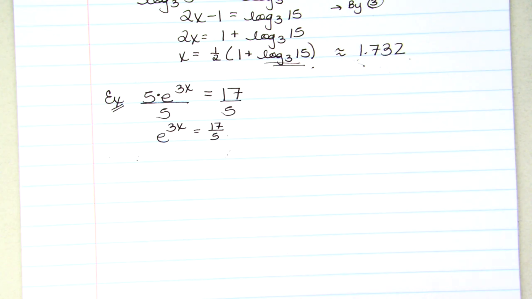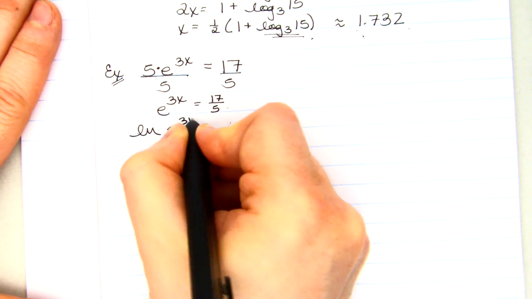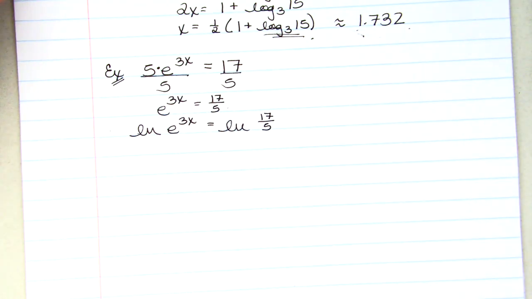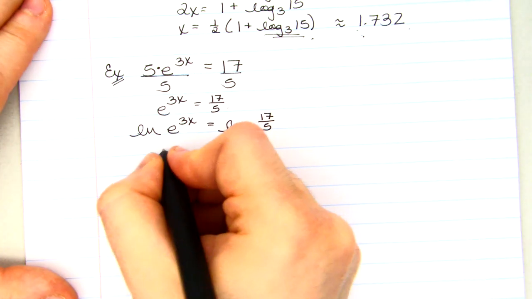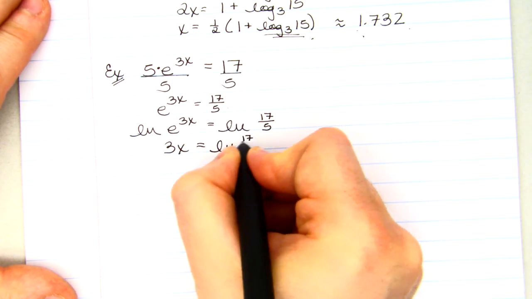Natural log. I'm going to go and take the natural log of both sides. I'm going to get the natural log of e to the 3x equals the natural log of 17/5. This is really just like me multiplying both sides of an equation by 2, or squaring both sides, or taking the square root of both sides. Here I'm just taking the natural log of both sides. What does the left become? By our inverse property, what's the left? 3x. You're going to get 3x equals the natural log of 17/5.